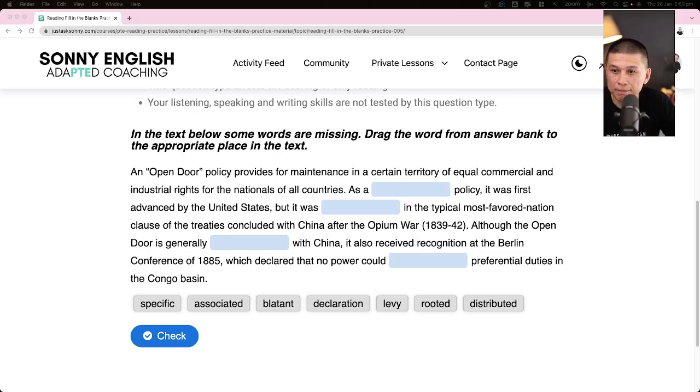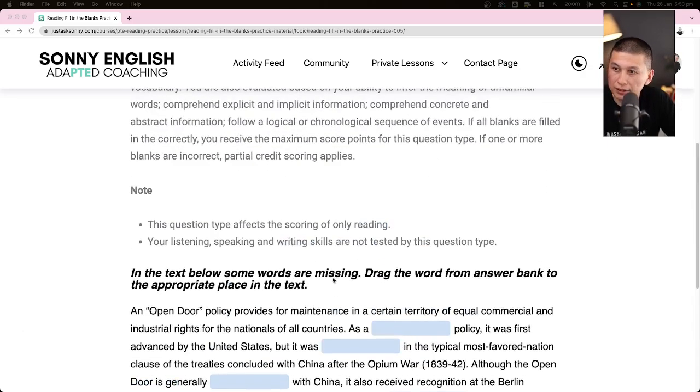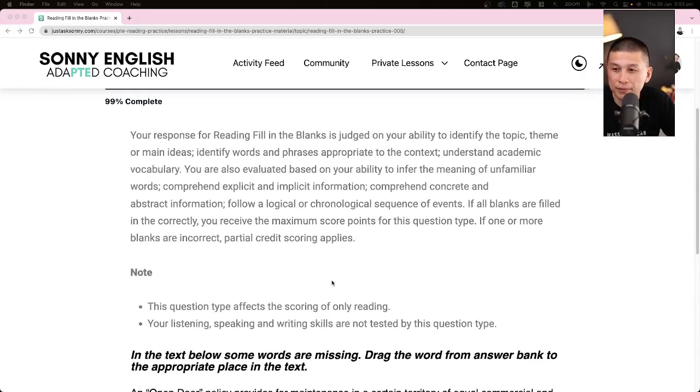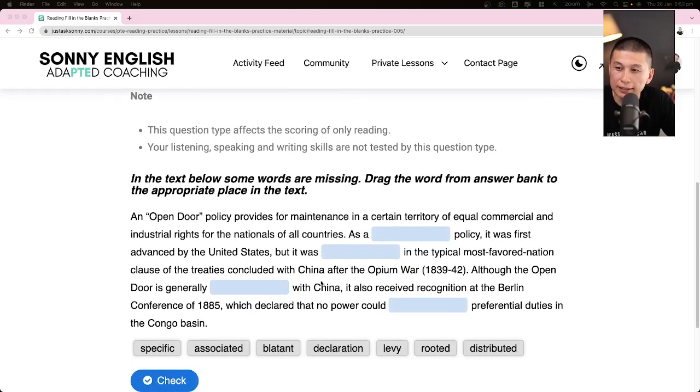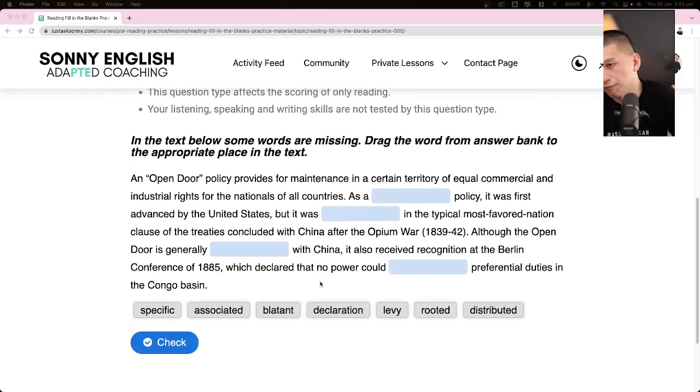We're going to take a look at the reading fill in the blanks practice number 5, if you're following along. All right. So with this one right here, as you know, I will always show you the grammatical rules. If you look at this and you know what sounds good to you, go ahead and pick it. But I'm going to talk about grammar.